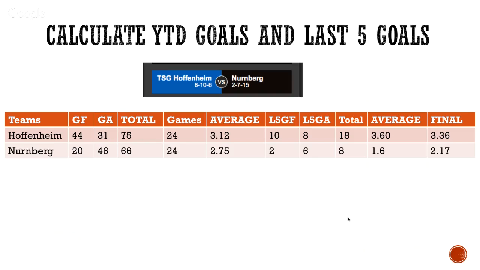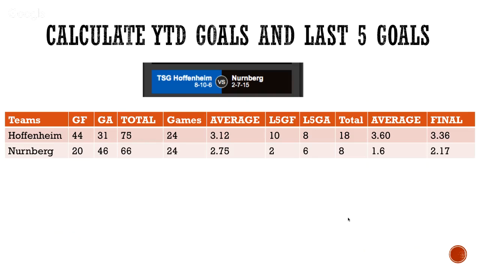So looking at this, that's why you see L5GF and L5GA. The last 5 goals for Hoffenheim were 10. Their last 5 goals against was 8. So 10 plus 8 equals 18. So we were using the last 5 games. You take 18 divided by 5, and you get an average of 3.6.